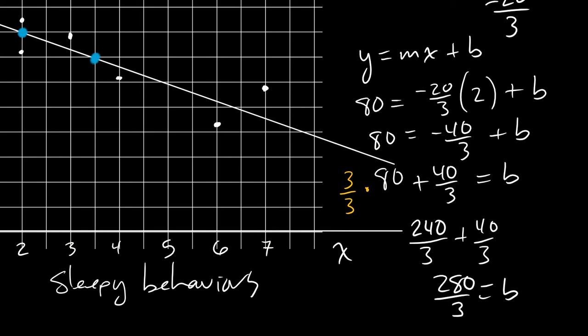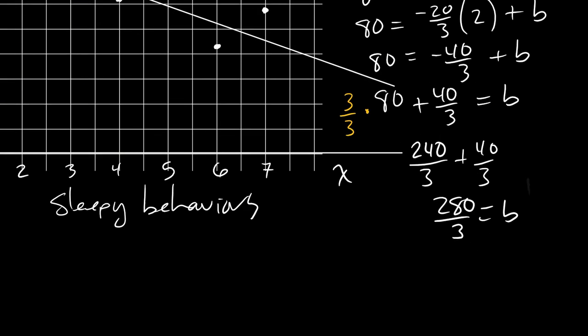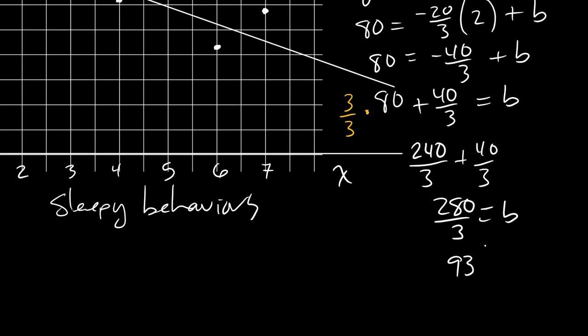280 divided by 3 is 93 and 1/3. So this is at 93 and 1/3. And what's great about that is that's what b is. That's what my y-intercept is. What's fabulous about that is when I go back and look at the graph, that's exactly where I predicted it should be. We said it should be between 90 and 100.